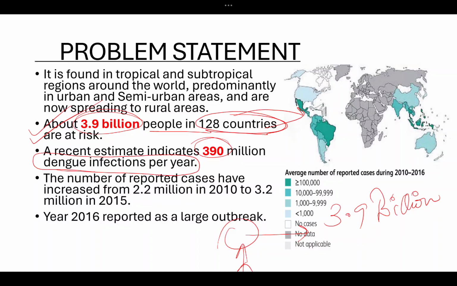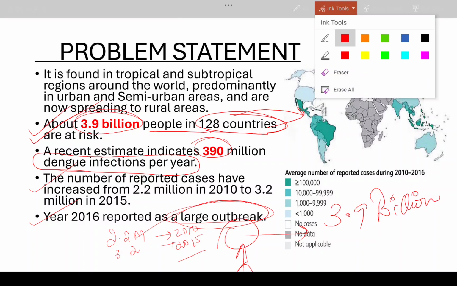Out of these 390 million dengue infections per year, only 96 million manifest clinically, showing any severity of disease. The number of reported cases increased from 2.2 million cases in 2010 to 3.2 million cases in 2015. The year 2016 also reported a large outbreak. Is it clear? The problem statement, we made it very simple.